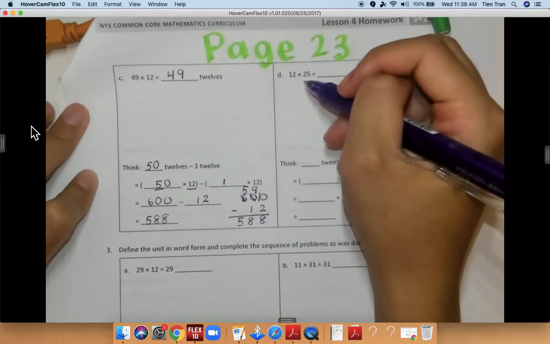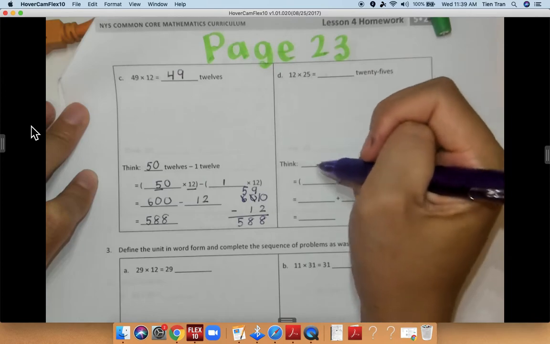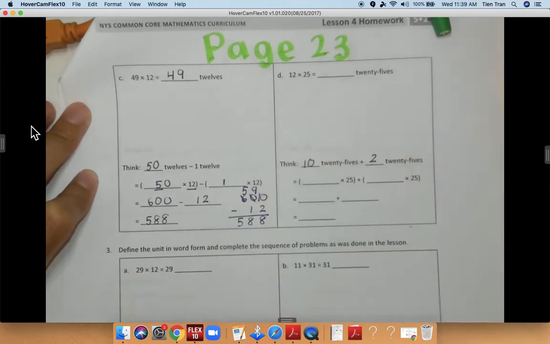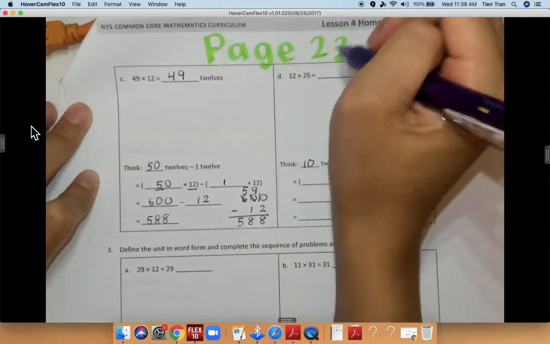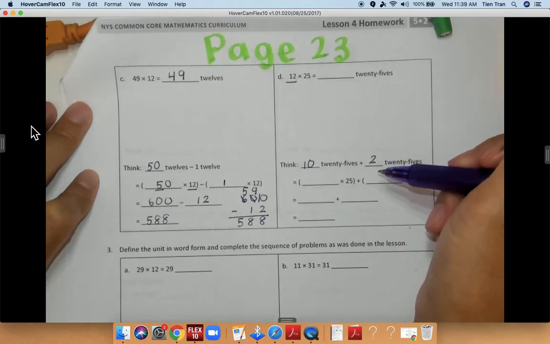Problem D, we have 12 times 25, okay? So that means that you're going to think that there are 10 25s plus 2 25s because you're making the number 12. That's where we're getting that from. 10 plus 2 is equal to 12, and that's where we're getting 25 12s.